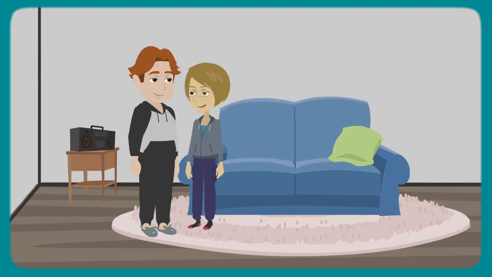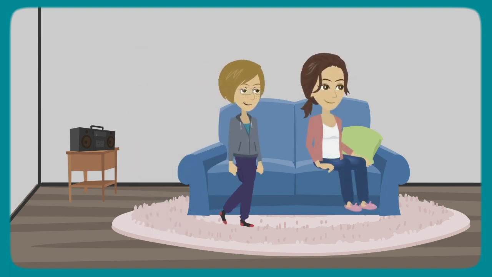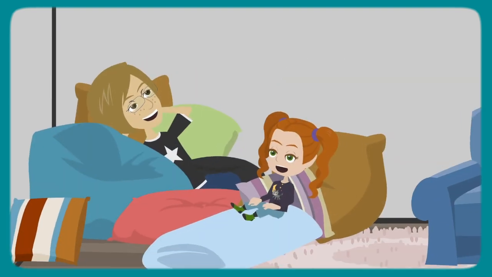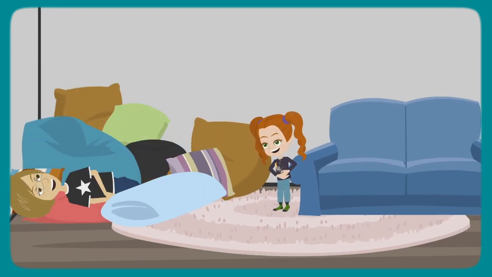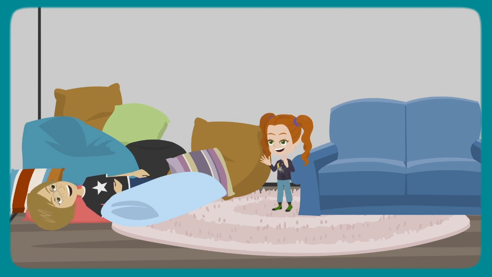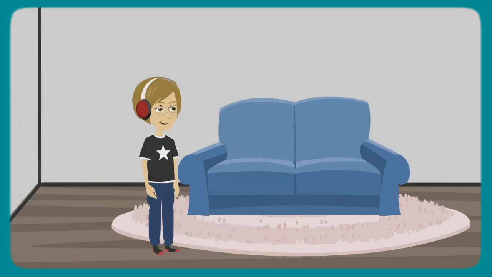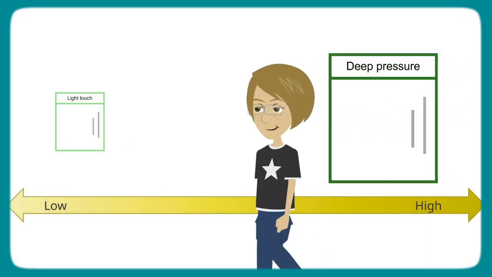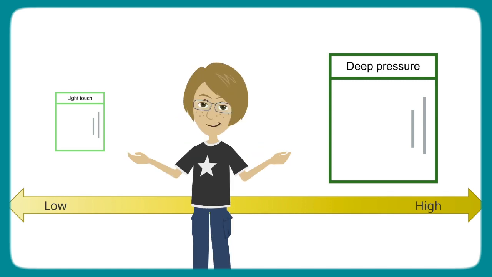Having a higher threshold for deep pressure can mean that your child seeks out frequent bear hugs, sits pressed up tight against you, or enjoys squeezing into small places. They may crash into things or appear to have a higher pain tolerance. They might not notice getting bruised, as bruises tend to be caused by deep pressure touch. It's not uncommon to have both a higher threshold for deep pressure and a lower threshold for light touch in the same person.